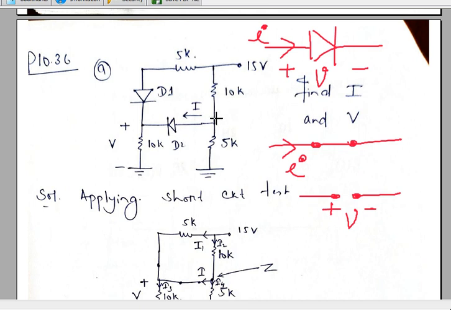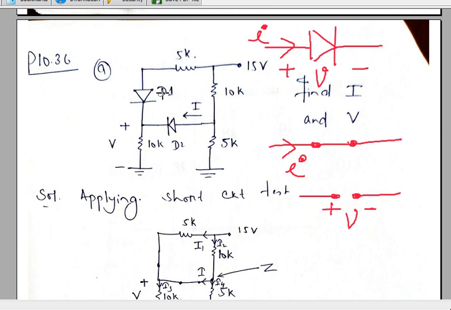Now, to solve this kind of circuit, first we need to find the states of these diodes. We don't know whether they are on or off, so first we need to find the states. To find the states we apply two tests: first is the short circuit test, second is the open circuit test, for each diode.